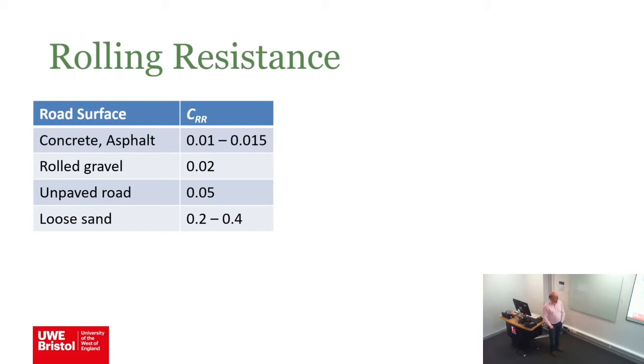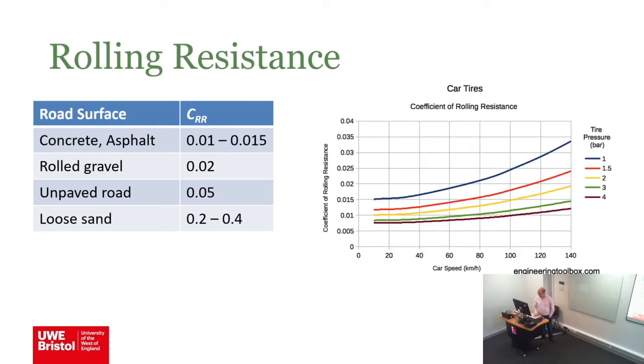For concrete or asphalt, a nice smooth road surface, you've got 0.01 as a typical CR value, 0.015. If you're driving on gravel that's been rolled, so it's flat and even, then it's 0.02. Unpaved roads, 0.05 as a guess. And if you're driving on loose sand, you can see the numbers go up quite a lot, 0.2 to 0.4. So they're quite significant. Driving on loose sand is clearly more resistive than driving on a concrete surface.